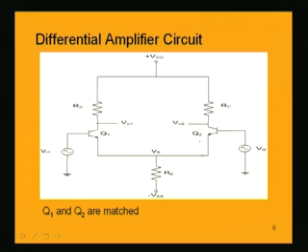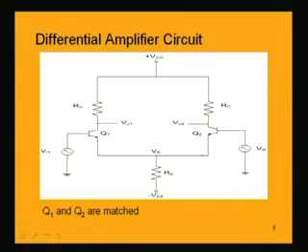So, we have this Q1 and Q2, which are two well-matched transistors, and the resistances connected in the collector of these two transistors are RC, the same value RC connected here and here, and there is another resistance RE in the emitters of the two transistors which are connected.